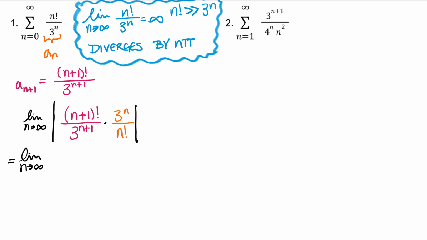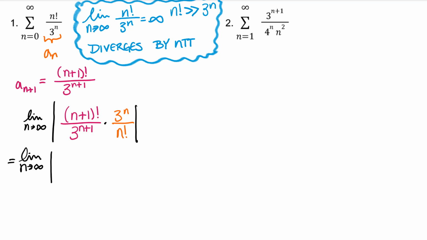The most common error that people make when working with the ratio test is confusing it with the limit comparison test. For the limit comparison test, you take the original series and divide by your comparison series. But for the ratio test, you take the n plus first term and then divide by a sub n.